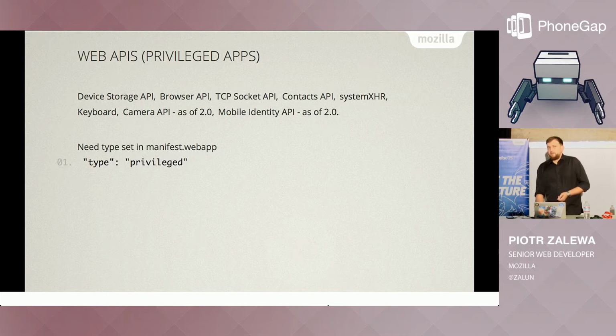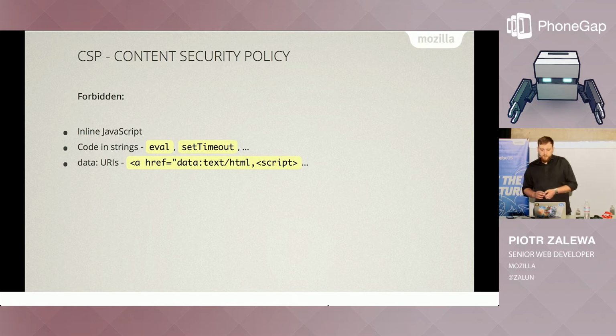To change the app from hosted app to privileged, one needs to change the type to privileged inside the manifest. It is also done for you if you use Cordova, and you use a plugin which requires the app to be privileged. All of the privileged apps must meet the content security policy.